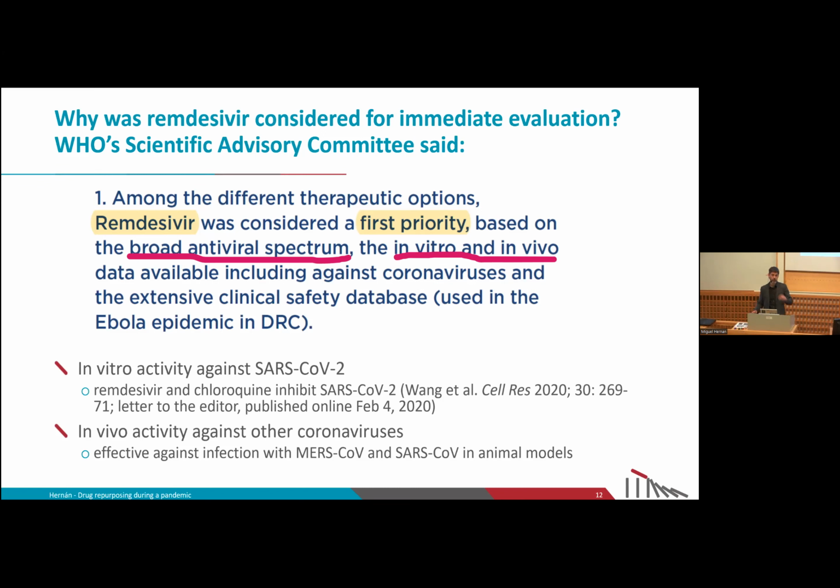And also, there was some information at that time about in vivo activity in animal models against other coronaviruses like MERS and SARS-CoV-1. And also because of the extensive clinical safety database, which was based on patients that have been treated for Ebola in the past. I don't know if I would say it was very extensive when you compare with other drugs that are more in use, but there was safety data and it didn't seem to poison people.